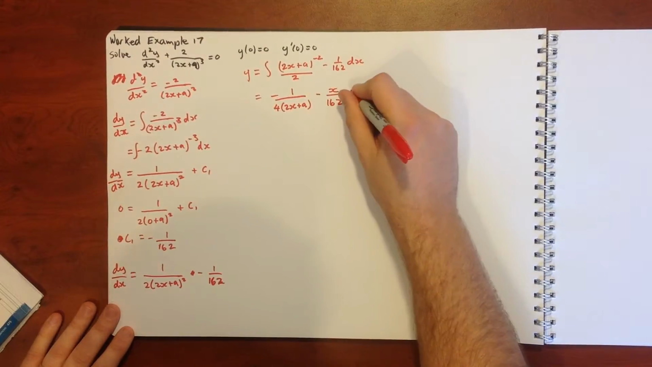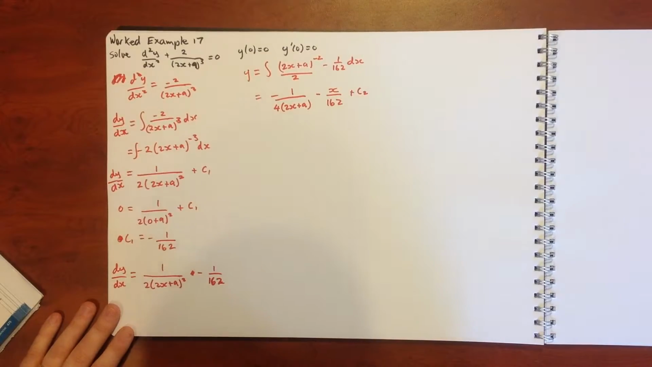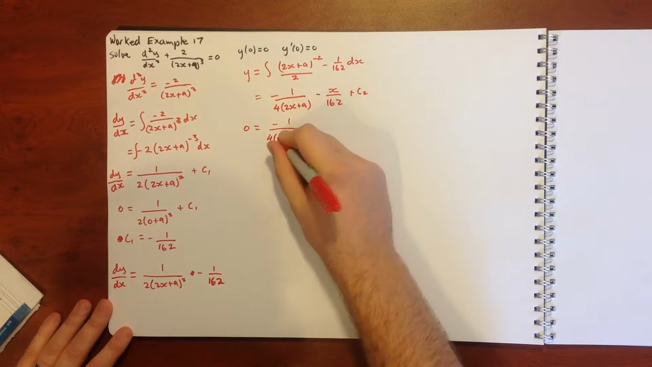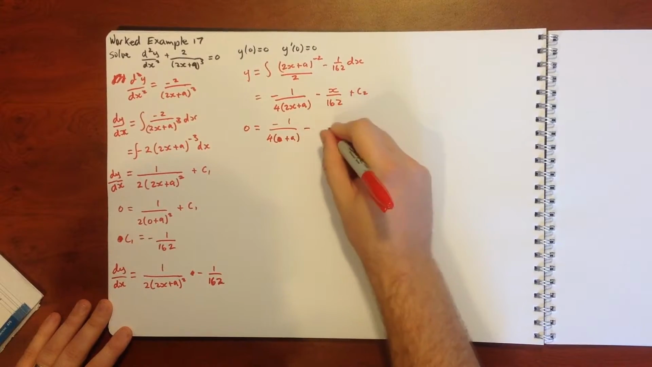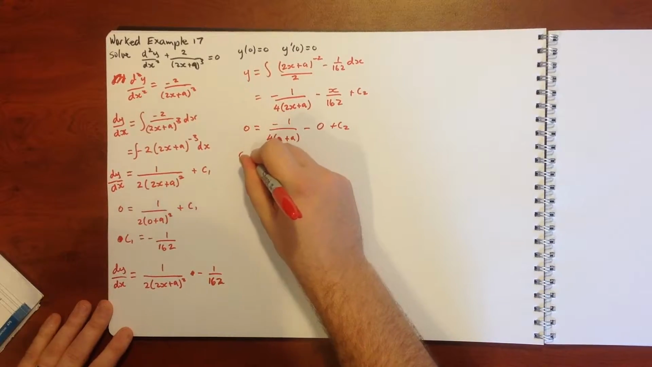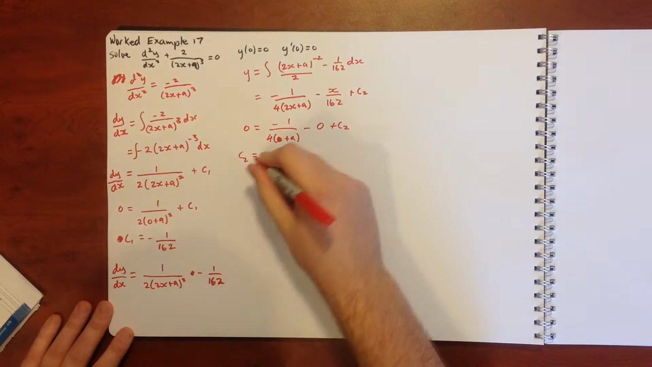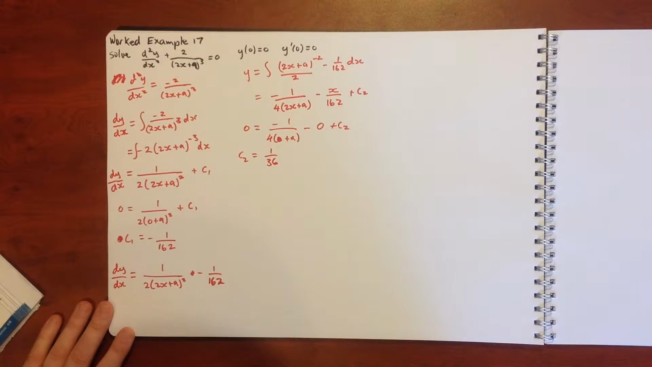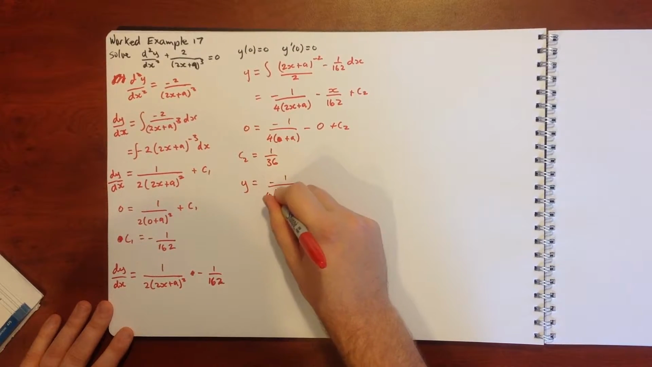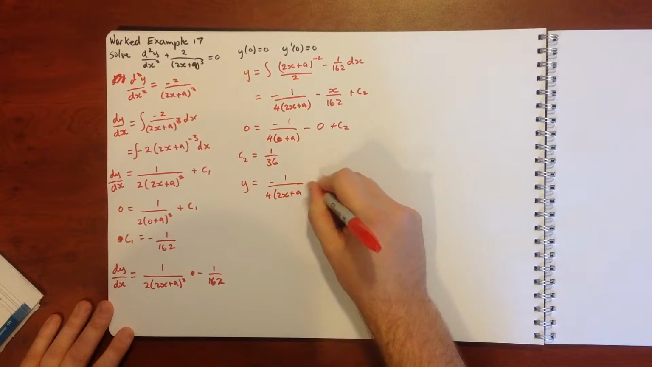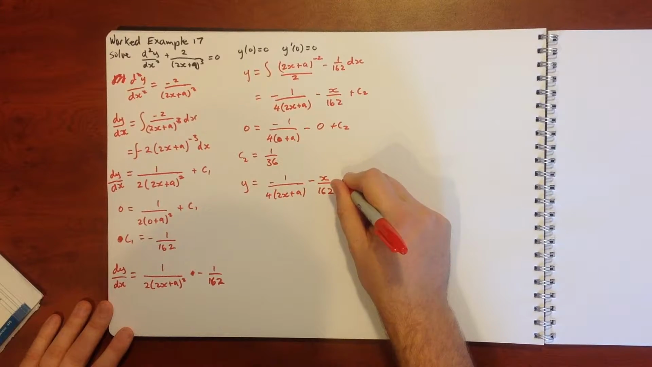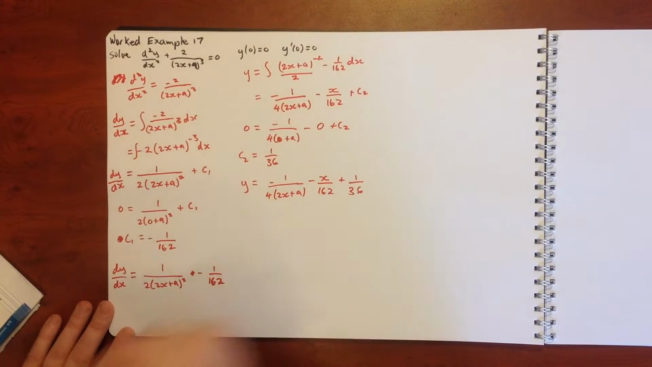162, plus C2. Okay, again, we're going to let x and y equal 0. So 0 equals negative 1 over 4 times (0 plus 9) minus 0 plus C2. So C2, when we rearrange, we find is 1 over 36. Okay, so we can build up our equation now and say y equals minus 1 over 4 on (2x plus 9), so minus x on 162, plus 1 on 36.